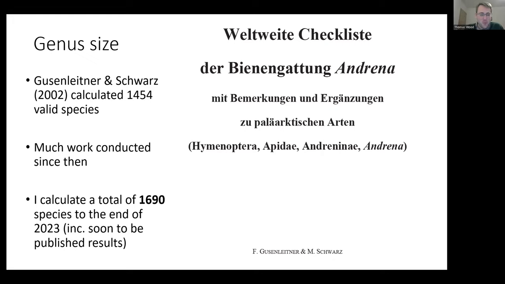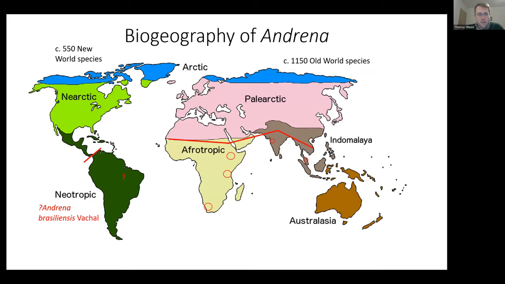So, an incredibly large genus relative to its species-poor sister lineages, a nuclear bomb of speciation. In terms of biogeography, the genus is almost entirely restricted to the Northern Hemisphere. In the New World, we have about 550 species currently recognized, extending south to Panama, where I think there are still only two species recognized. There's the very mysterious Andrena brasiliensis, described by Vachal from Brazil, which I don't think anyone knows what it is. I couldn't find any type material in Paris. So it remains a mystery as to whether Andrena are in South America, but currently I don't think so.